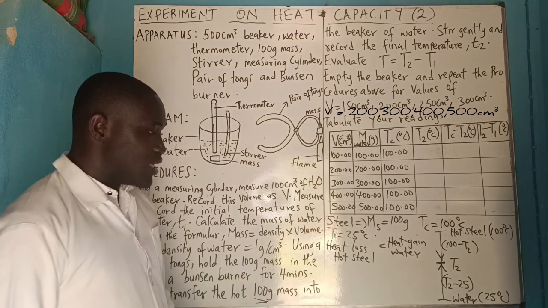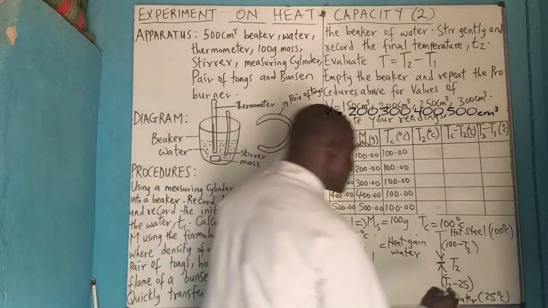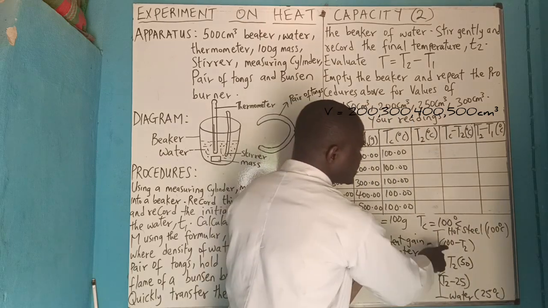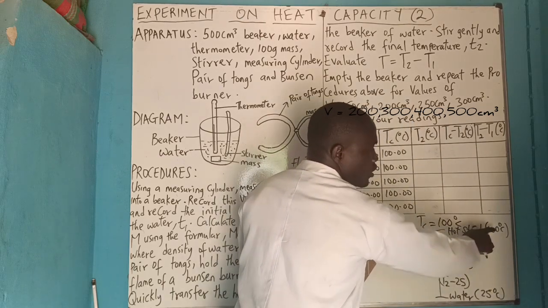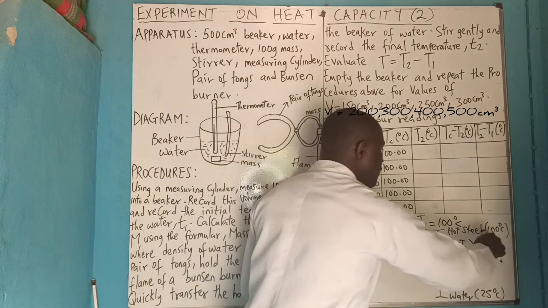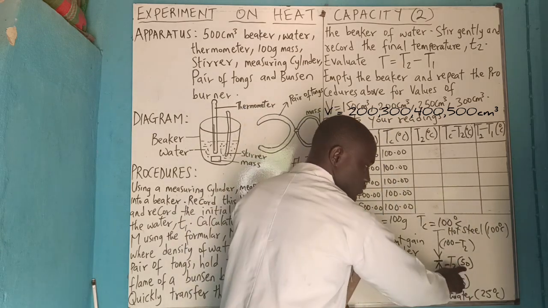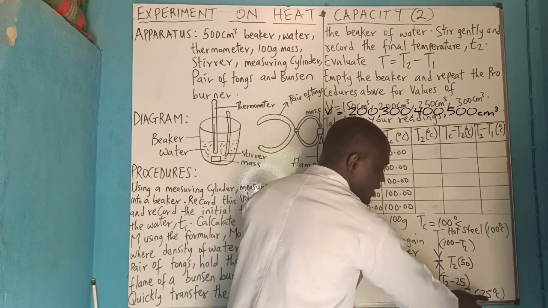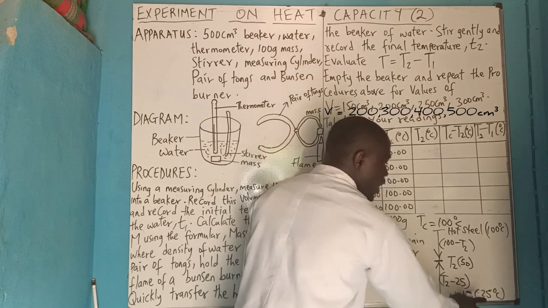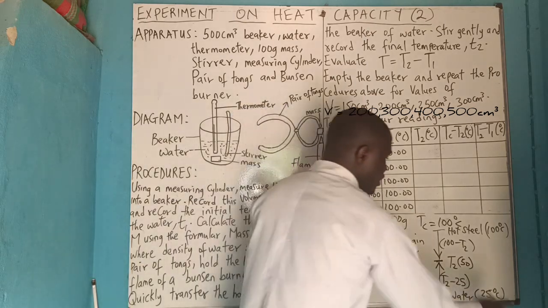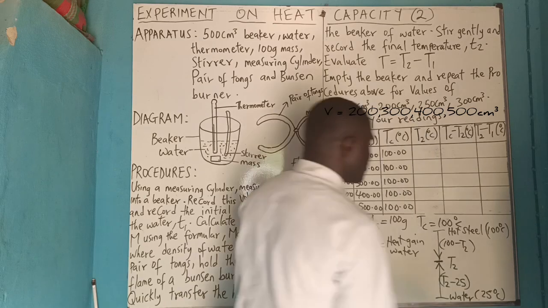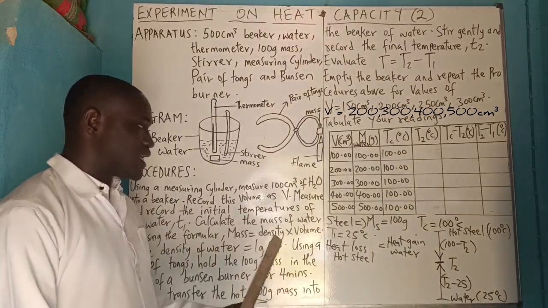Yes. That means, for instance, if T2 is 50, the implication is that 100 minus 50 is 50. This hot steel, which is 100 degrees Celsius, will be losing 50 degrees Celsius to get to 50. Whereas this one, which is 50 minus 25, is 25, this water will be gaining 25 degrees Celsius to get to 50. That is what we mean. So we are just using the 50 as an example.